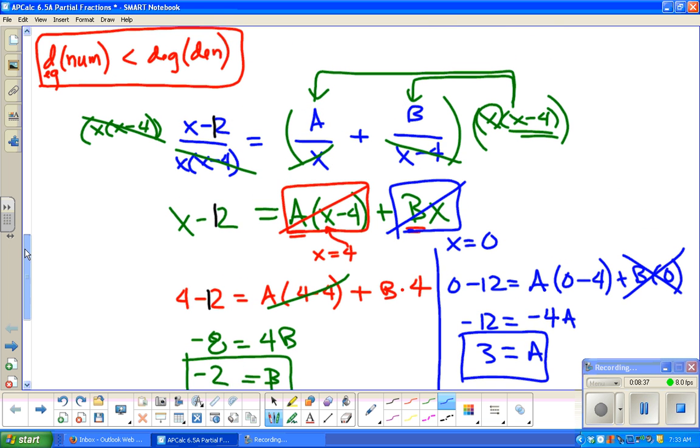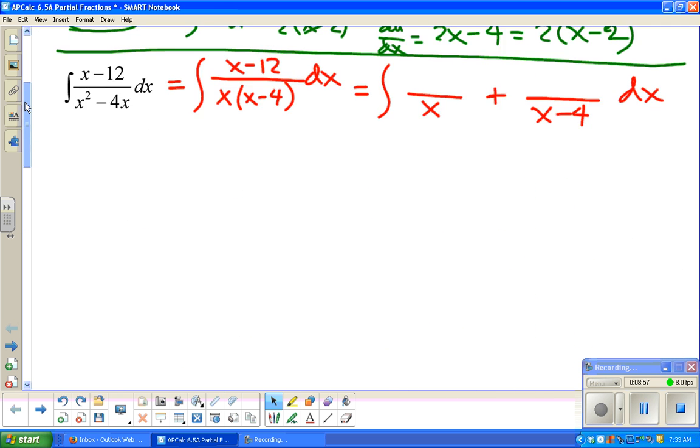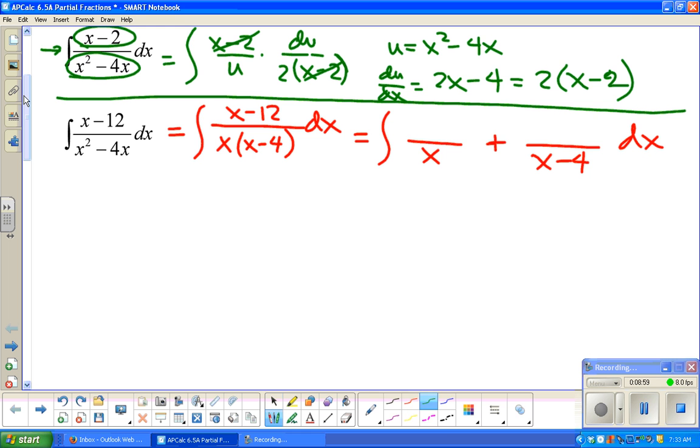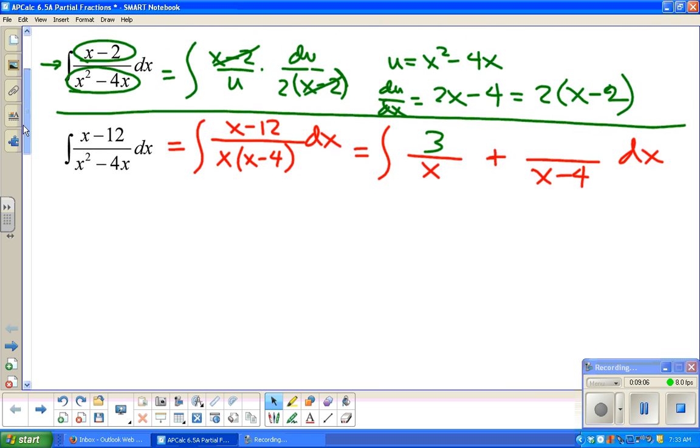Just a reminder that A was the numerator for x. So this right here is going to be 3. And B was the numerator for x minus 4. So this right here is going to be -2. Okay, so I'm going back up to that problem I was working a minute ago. The numerator for x is 3. Here we go, 3. And I think the numerator for x minus 4 was -2. Yep, there it is.